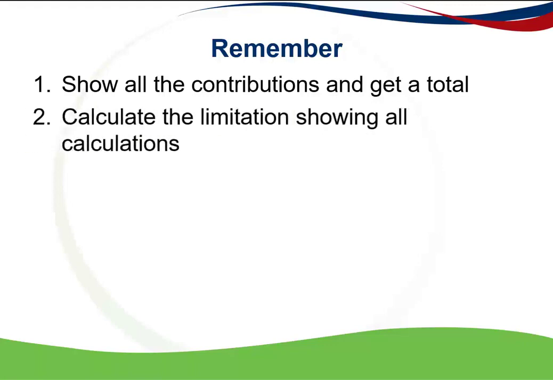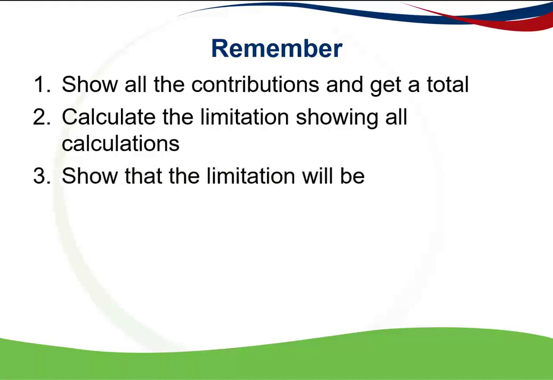Then you need to calculate the limitation that I've just been through, but showing all your calculations. So how did you get to remuneration? What taxable income did you use? You can't just put down the words. I need to know when I'm looking at your answer, or we need to know when we're marking it, that you know how to apply the limitation. So you need to apply those terms, taxable income, remuneration, and you need to show us all your calculations. And then you need to make a decision on what the limitation is going to be.